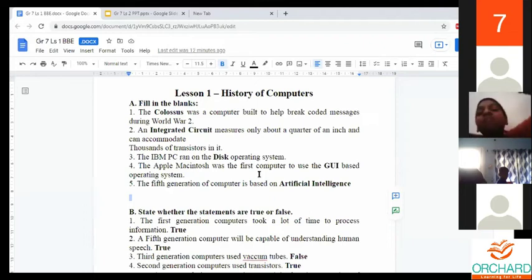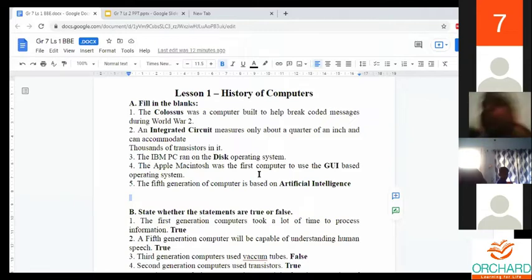Colossus. The Colossus was a computer built to help break coded messages during World War II. Second one, an integrated circuit, that is IC. The full form of IC is integrated circuit. The integrated circuit measures only about a quarter of an inch and can accommodate thousands of transistors in it. So an IC measures only about a quarter of an inch and can accommodate thousands of transistors in it.